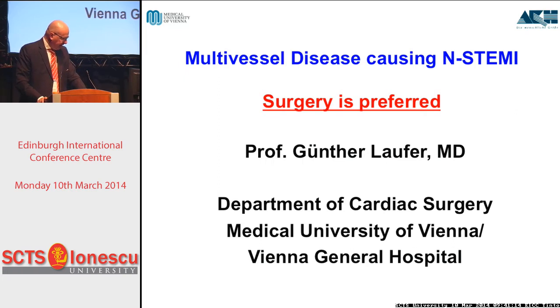I think this is a clear case for surgery because the patient is 59 years of age, has no left ventricular dysfunction, has no significant comorbidities, and he has a rather extensive coronary artery disease. Could you calculate the SYNTAX score for this patient?